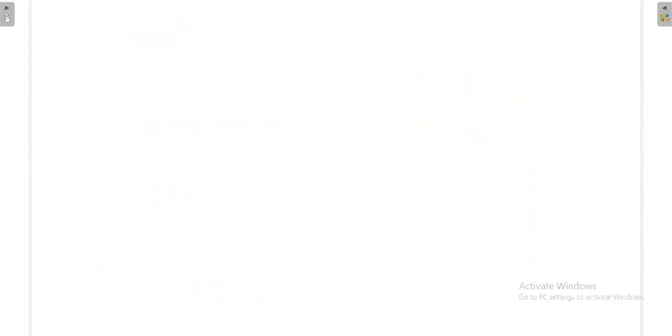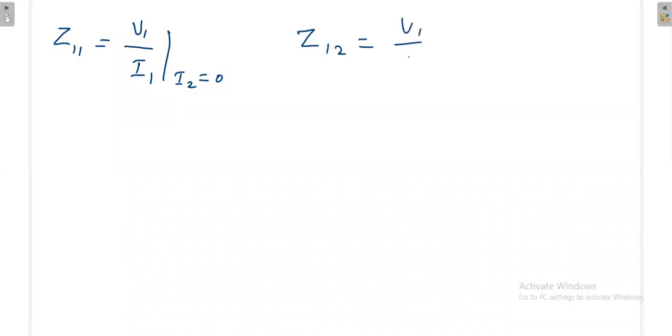Suppose I need Z11, then the first one is V1. Anyway, I know finally this will be in impedance format, so definitely the numerator is voltage and the denominator is current. Here, one is there, that is I1. Then when I am doing this operation, what is the procedure allowed? Either I have to make I1 0 or I2 0. That means I have to do the open circuit. Already I1 is there, so what should be I2? I2 only 0. Similarly, suppose I want Z12, then V1 divided by I2.